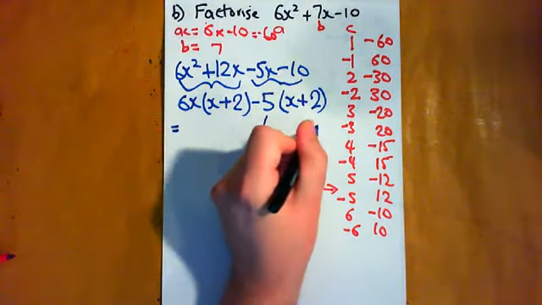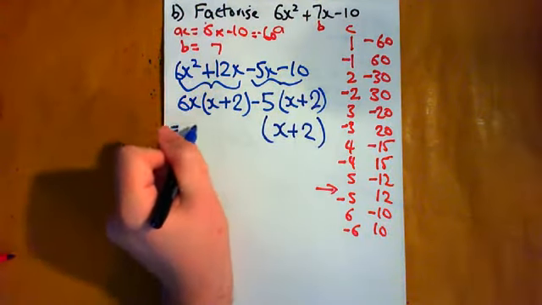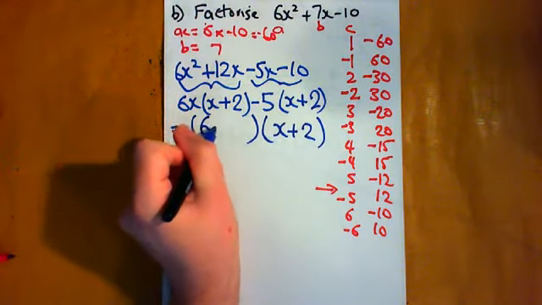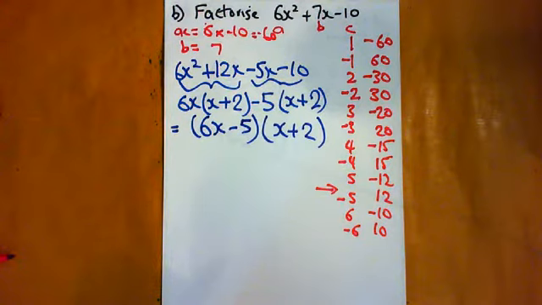Okay, so we're going to have x plus 2 is one of the brackets. The other one is going to be 6x minus 5. So if we expand that out, we get 6x squared plus 12x minus 5x minus 10, which is 6x squared plus 7x minus 10. Okay, question C.